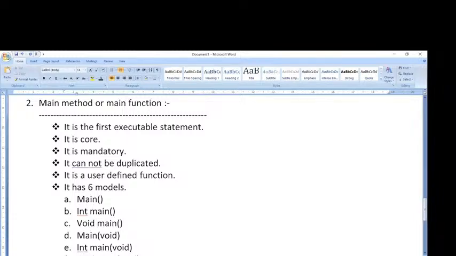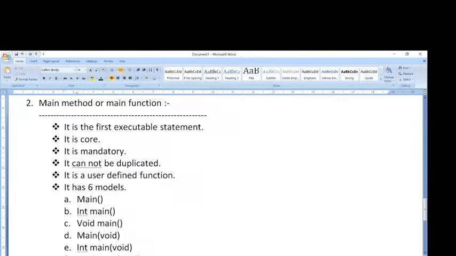You can write the main method in the following 6 models. Any one model you can follow. I am following the third model. You can follow the second model, or the first model, or the fourth model. Any model you can write, you can use, no problem at all. Right? What is the difference between the models?